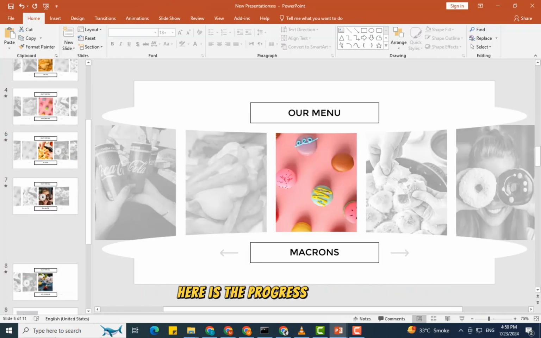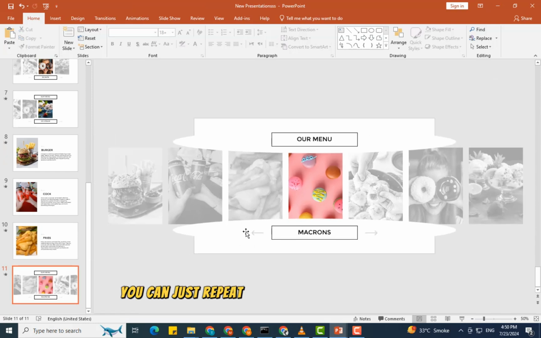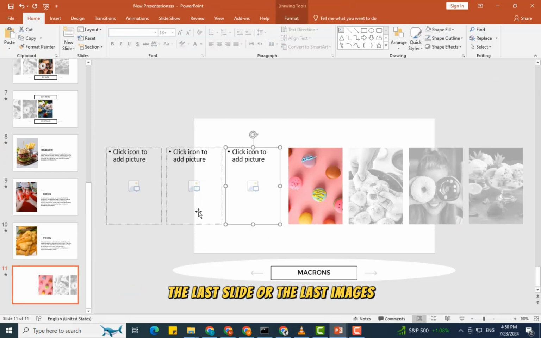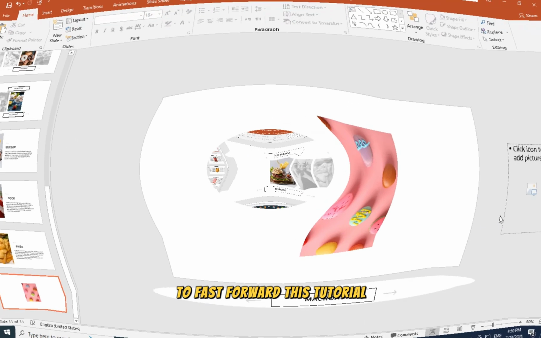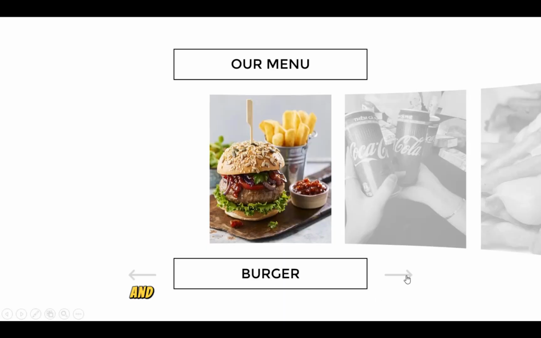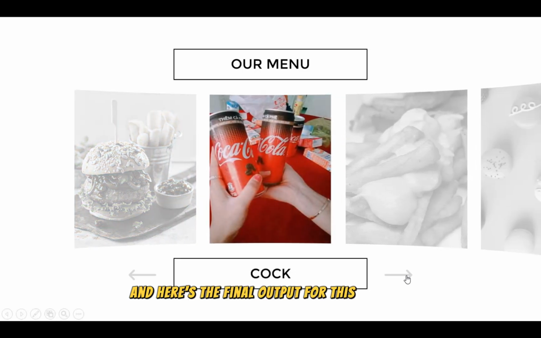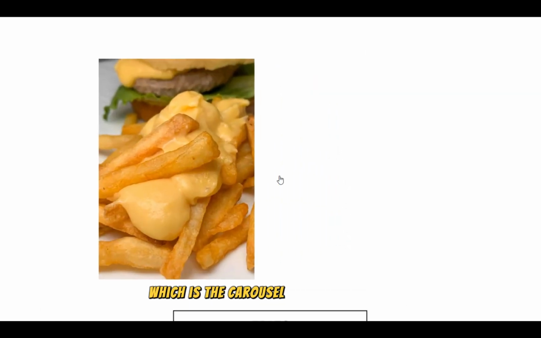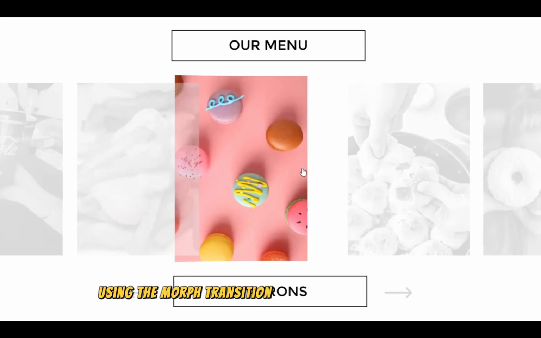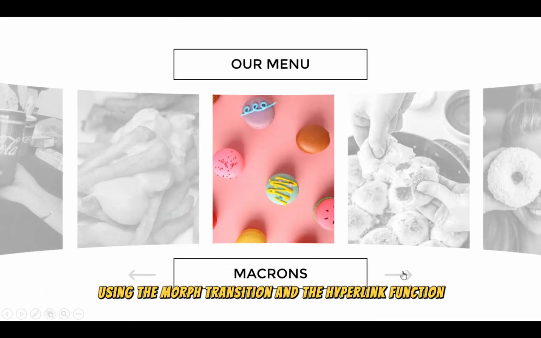Here is the progress for that. You can just repeat the process until you reach the last slide or the last images. To fast forward this tutorial, I have already finished setting up the information. And here's the final output for this tutorial, which is the carousel effect animation in Microsoft PowerPoint using the Morph Transition and the hyperlink function.